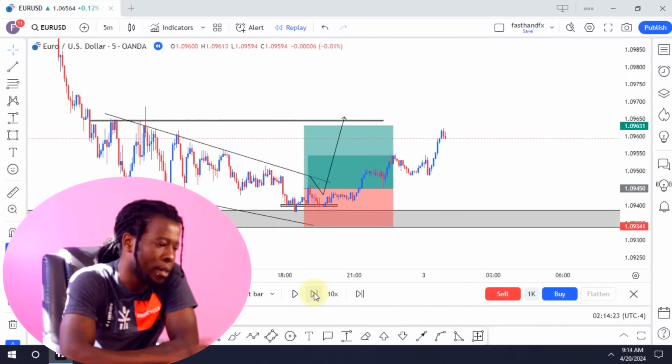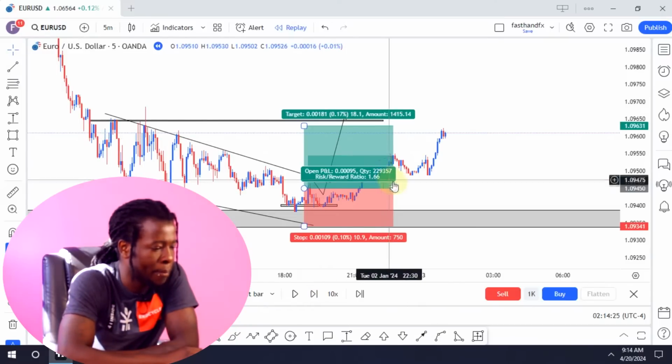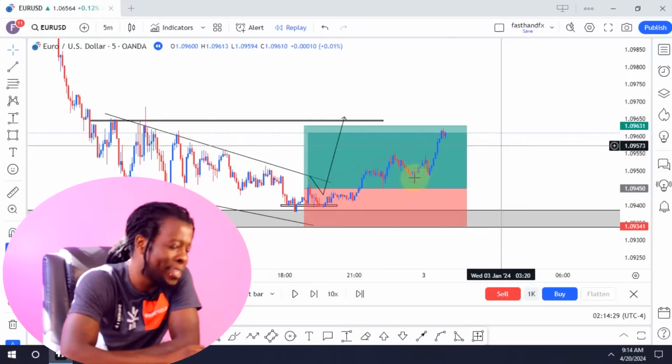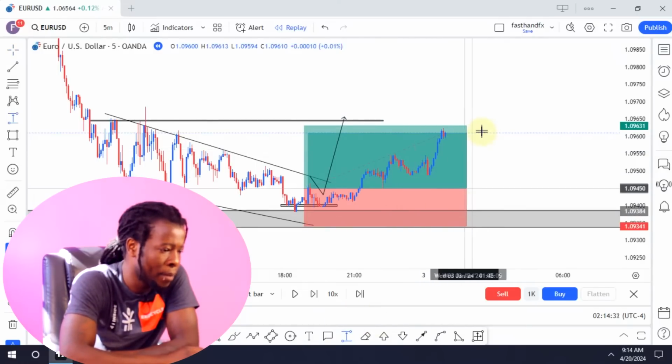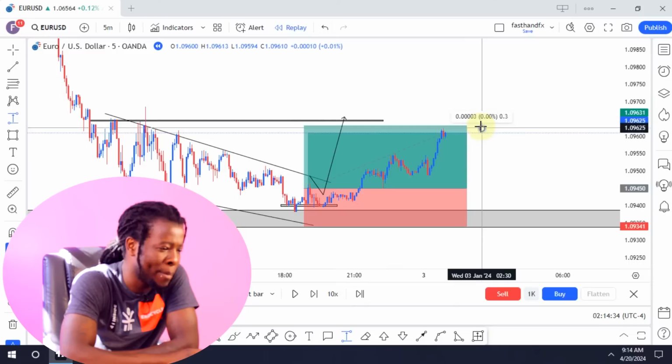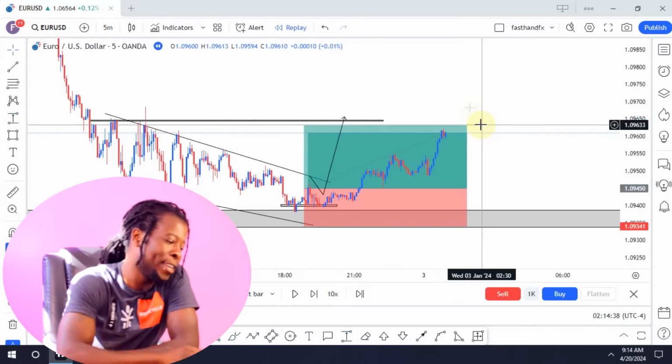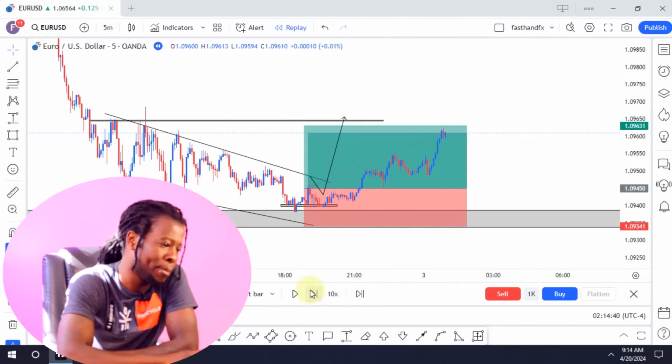All right, boom, that was what's up. We missed that by probably 0 point something pip, less than a pip basically, but definitely you want to close that trade. Let's see if the market hit our TP.